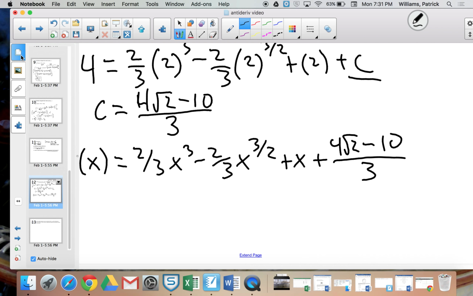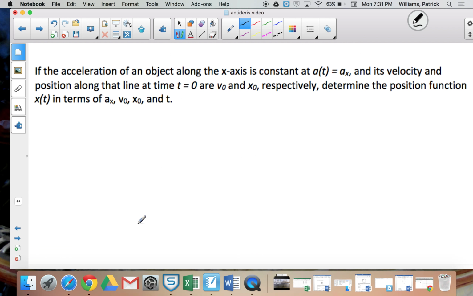So as a last example, I'm going to do one that's a little bit more fun. We've got an acceleration of an object along the x-axis, meaning it's moving in a straight line.